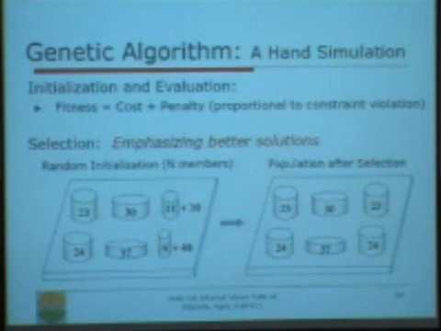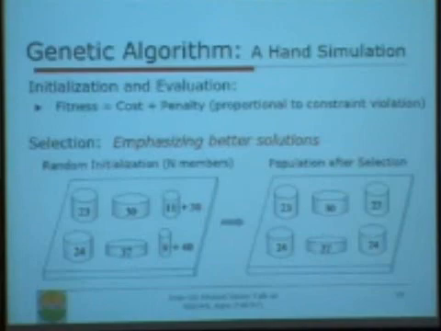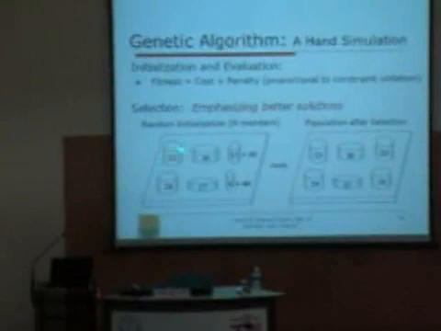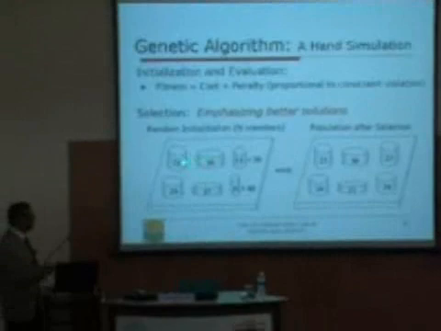So say we start with these 6 arbitrarily designed solutions. These bits are randomly put, and these numbers show how much they cost. Obviously we're trying to minimize in this particular case. So this would be the solution that is best in this population so far. But this need not be the optimum. The optimum can be much smaller than this, so we have to go and find it.